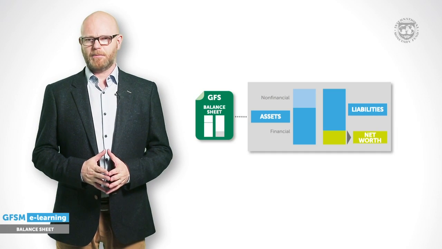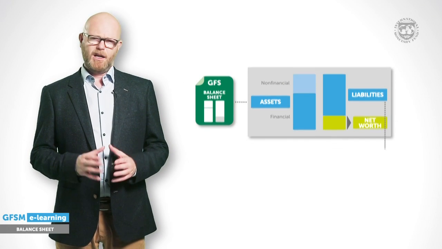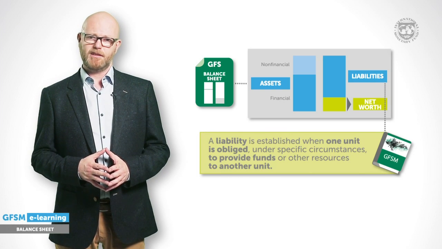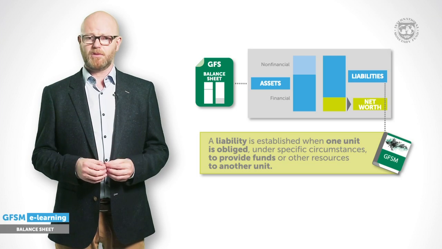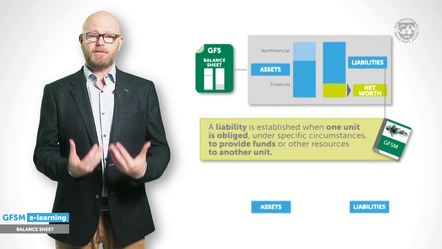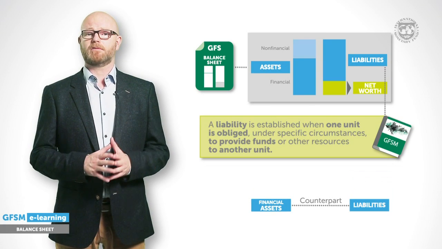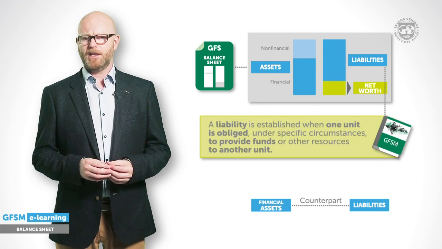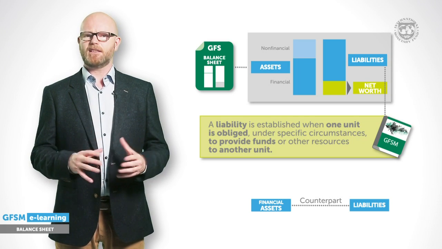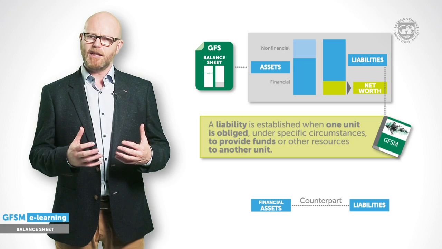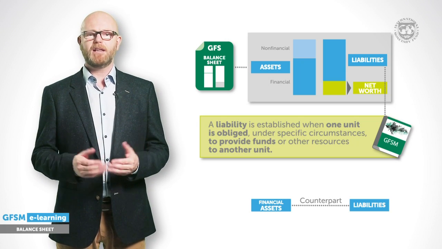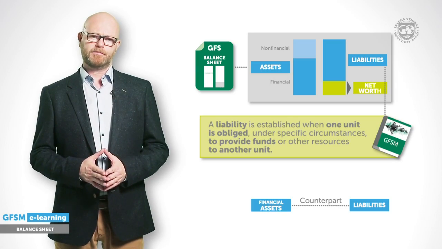Let's turn to the other side of the balance sheet, the liabilities. A liability is established when one unit is obliged, under specific circumstances, to provide funds or other resources to another unit. As a matter of fact, liabilities mirror the definition of financial assets, except for monetary gold, in economic statistics. This is because liabilities always have a counterpart financial asset or claim. A liability provides the party that the liability is owed to an economic benefit stemming from the obligation.